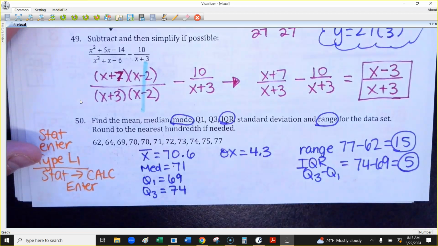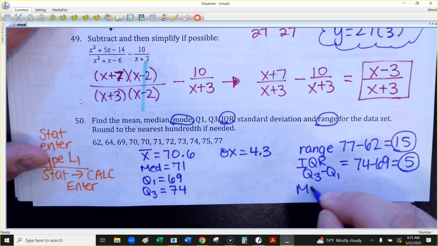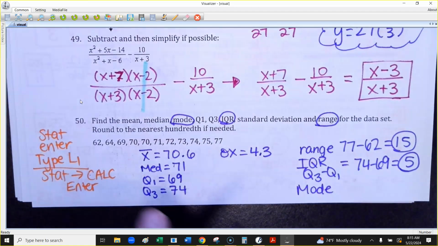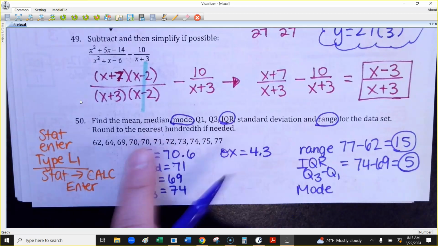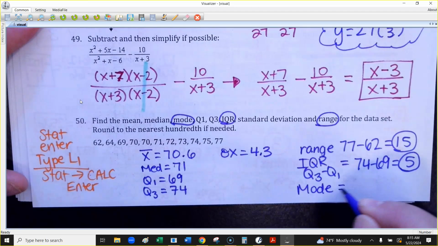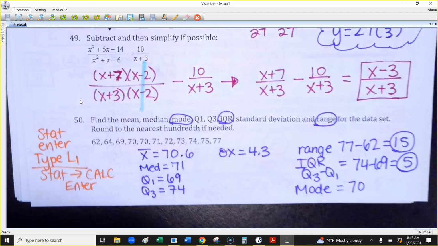And then the mode, no formula for that. You're just going to see if any of the data values are repeated. So if I go back up here, they're all different except for there's 2 70s. So if there's 2 70s, mode is most often, so there's going to be a mode for this that's 70.